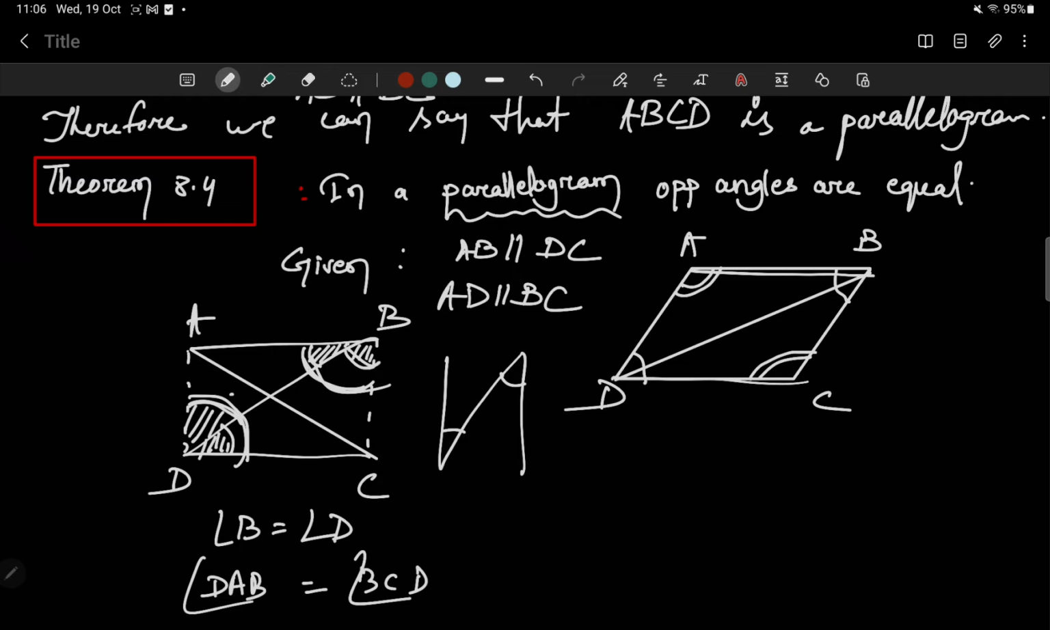Okay, so what I said, firstly we know that this angle is equals to this angle. Again you can say that this angle is equals to this angle. That means addition of these two equals to addition of these two. Yes or no? If this is x, this is x. If this is y, this is y. That means x plus y equals to x plus y. Yes or no? So then we can prove that this angle equals to this angle. Similarly, we can prove that this angle equals to this angle. Hence we can say that in a parallelogram opposite angles are equal. Okay, this is how you will prove.